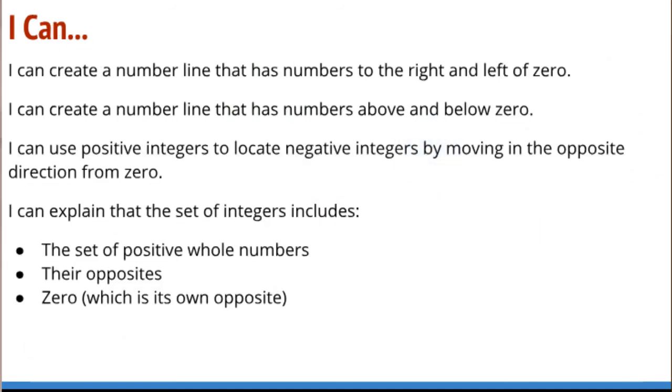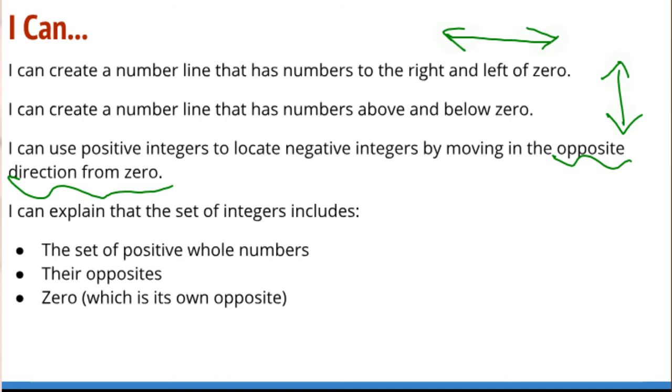All right, so looking through the I can statements, I can create a number line that has numbers to the right and left of 0. I can create a number line that has numbers above and below 0. So this right and left is a horizontal number line. Above and below is a vertical number line. I can use positive integers to locate negative integers by moving in the opposite direction. We really hit this opposite number multiple times here.